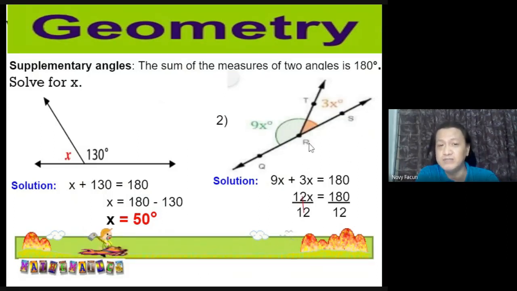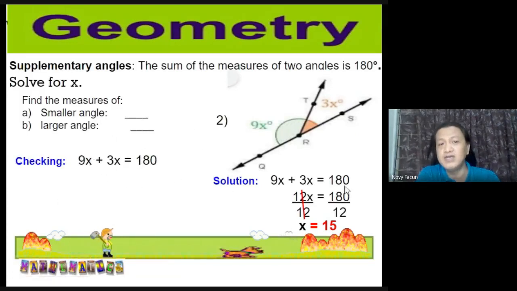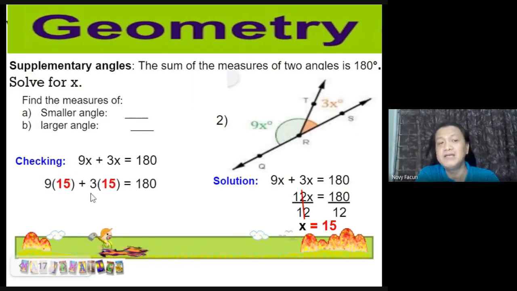Kaya cancels yung 12 dyan. But on the right side, 180 divided by 12, that is 15. Kaya x natin equals 15. And then you can now find the smaller angle by substitution lang, no? Checking natin. So first, copy natin yung given equation natin. Then substitute natin yung 15 doon sa x. Kaya magiging 9 times 15 plus 3 times 15 equals 180.